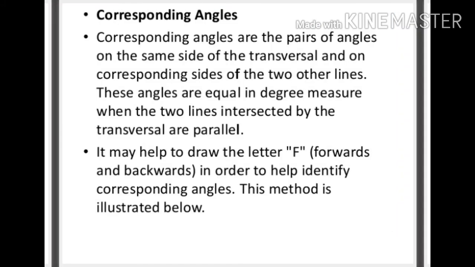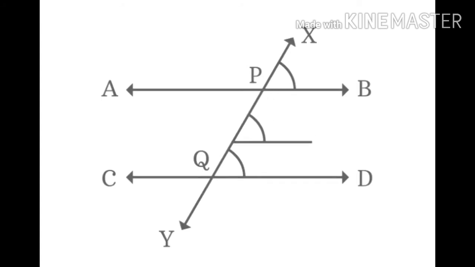Now let's see corresponding angles. Corresponding angles are the pair of angles on the same side of the transversal and on the corresponding sides of the two other lines. These angles are equal in degree measure when the two lines intersected by the transversal are parallel. It may help to draw the letter F forwards or backward in order to identify corresponding angles. This method is shown in the next slide, children. Through the GIF it will be very clear to you how we identify corresponding angles. See angles P and Q. On both sides it applies.